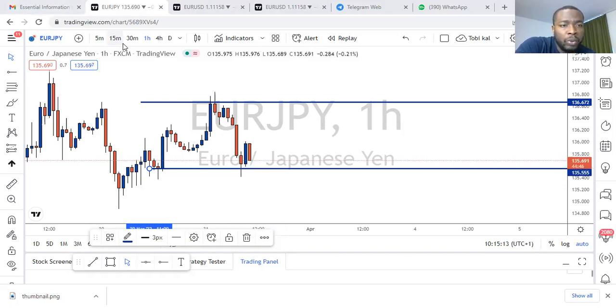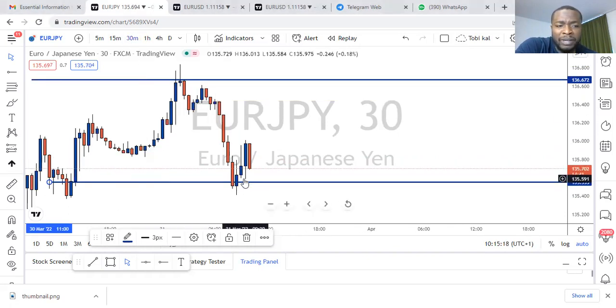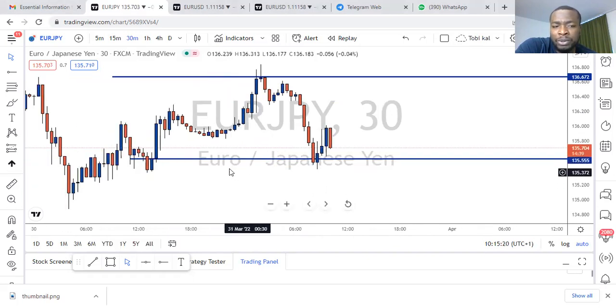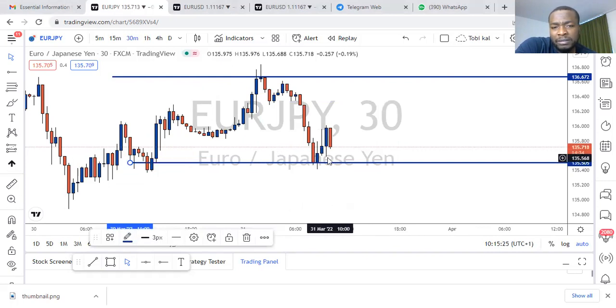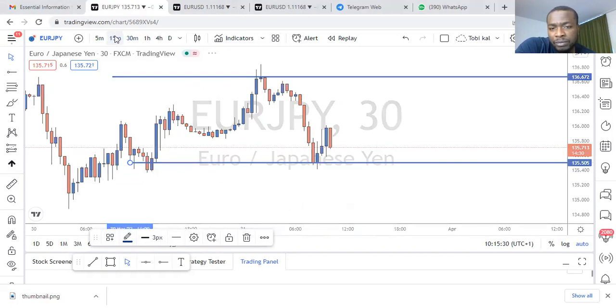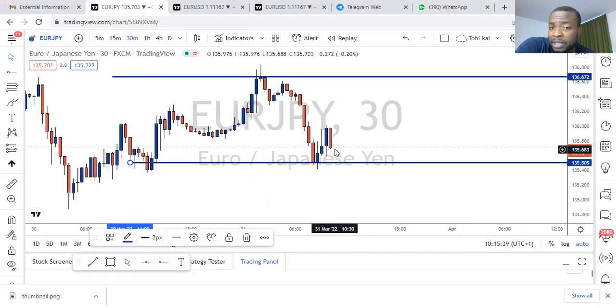So we could wait for it to finish up, or better still, come over to the 30 minutes time frame and look at what the story is saying. Right here, for me, this looks like a retest of this level. It looks to me like just a retest of the level. I don't want to go down to 15 minutes, but for me, I would just be in a buy. All right. And then when I enter a buy here, where would I put my stop loss?